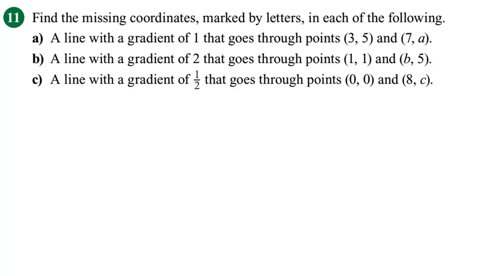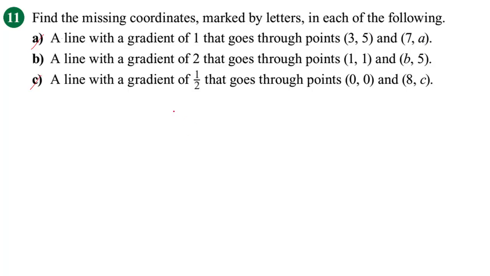Right, so I hope you've tried them. So I'm just going to go over question A for you and then maybe question C. Now, a line with a gradient of 1 that goes through points (3, 5) and (7, A). What they want us to do is basically to find what A stands for. Okay, you're going to be using algebra here.